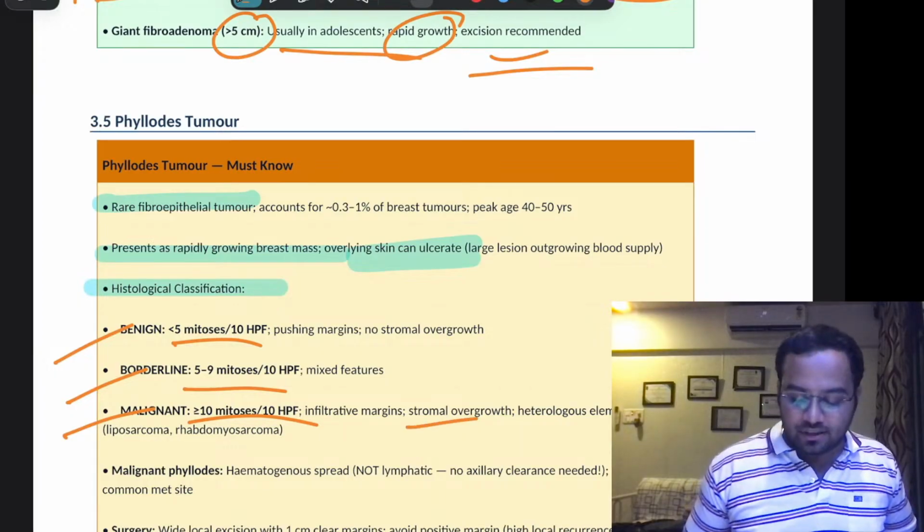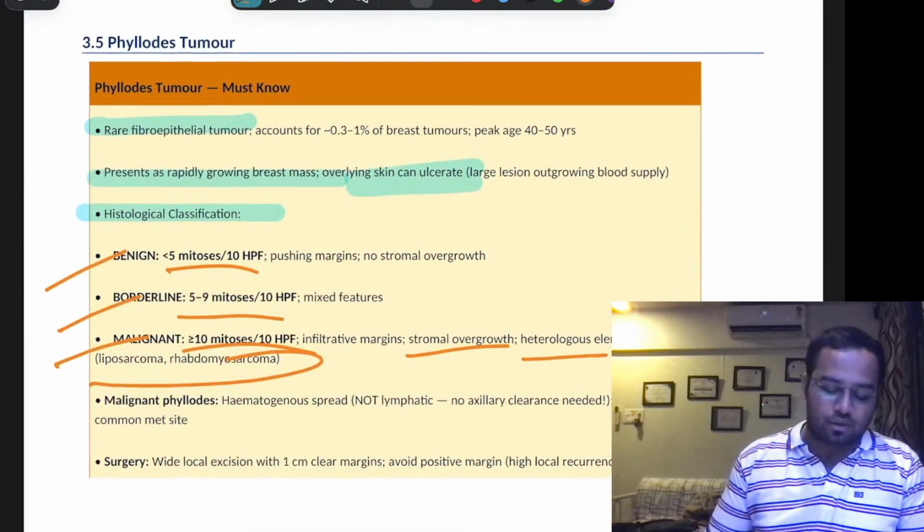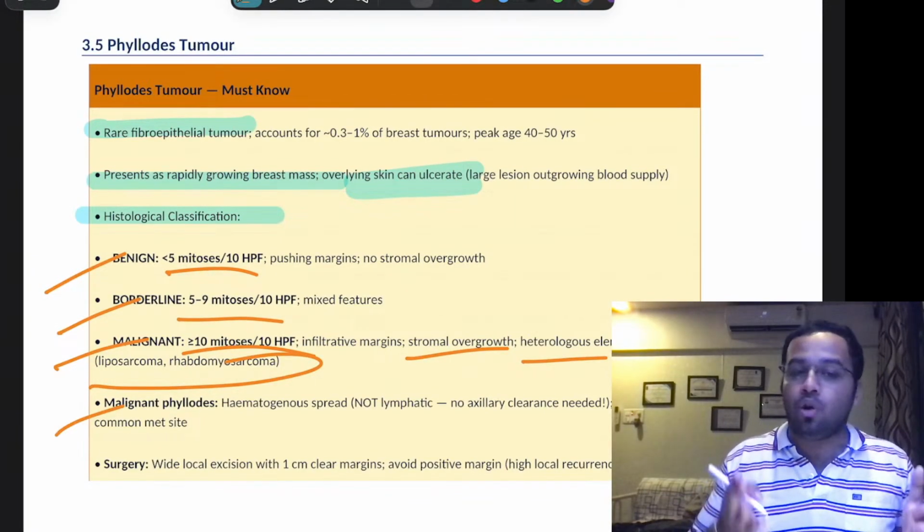So infiltrated margin, stromal outgrowth, heterogeneous environment, these are all the things you are going to see when the histopathologist checks it out. Malignant phyllodes, so always remember it is a stromal tumor, it is a sarcoma, it is not a carcinoma.